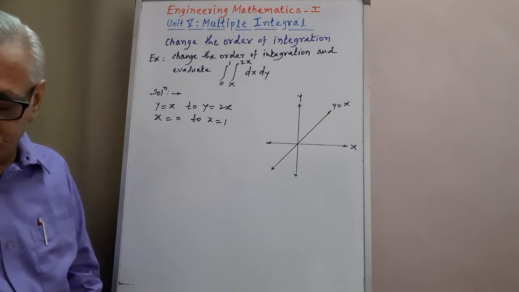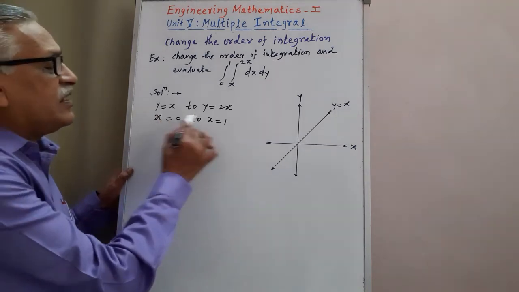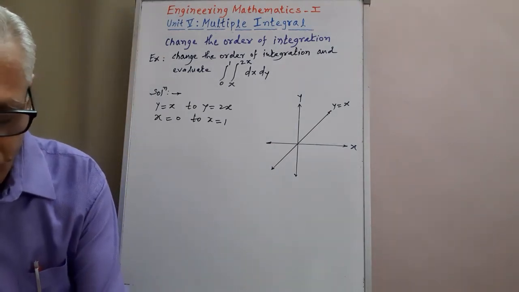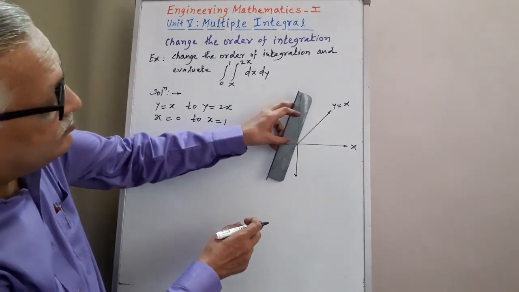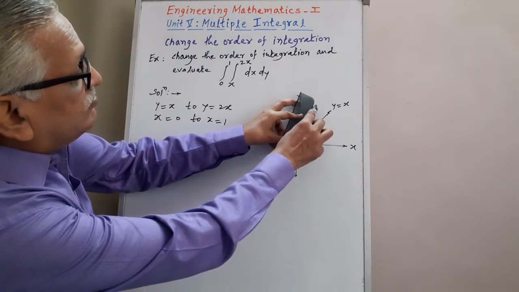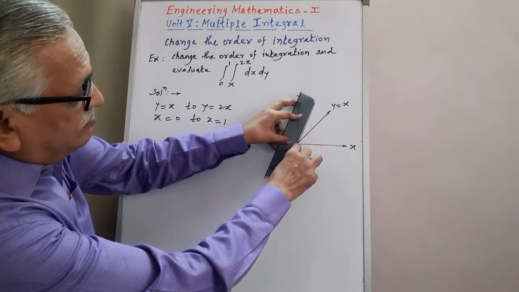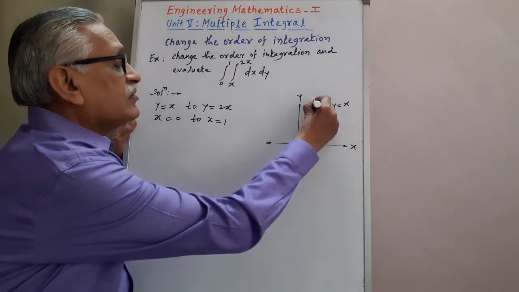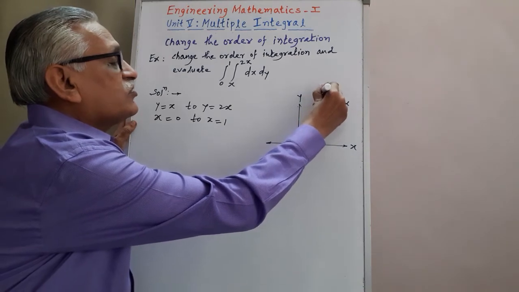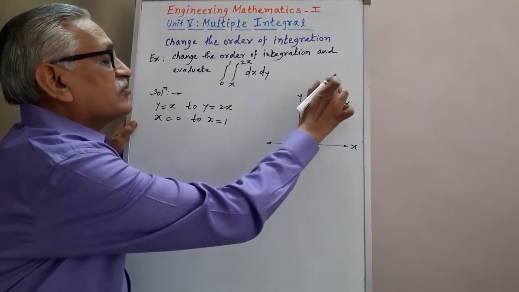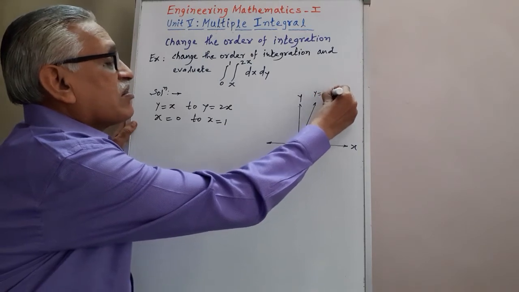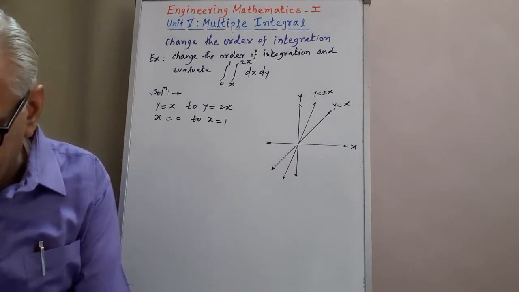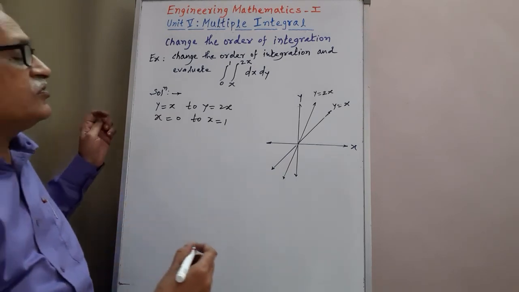Therefore, we show all curves to get that region of integration. y equal to x is a line passing through origin, another line is y equal to 2x, therefore the line above that line. This is y equal to 2x. Then the strip is parallel to y-axis between these two lines, therefore making the strip parallel to y.